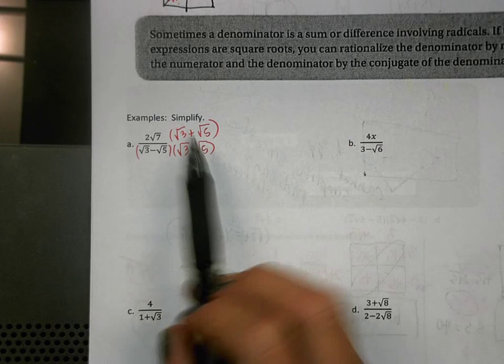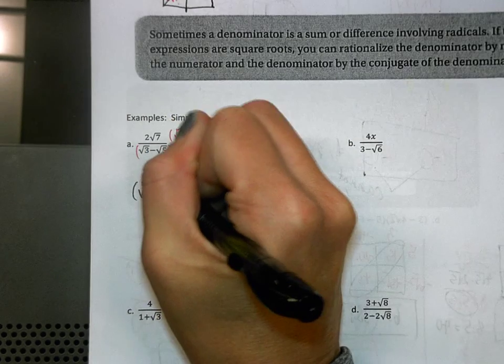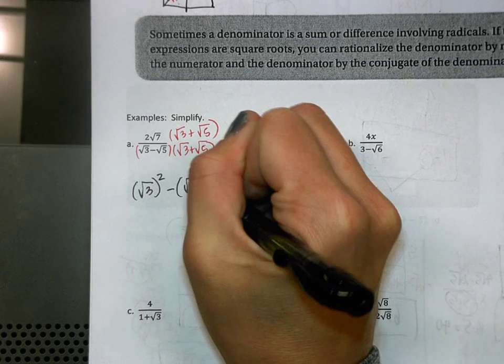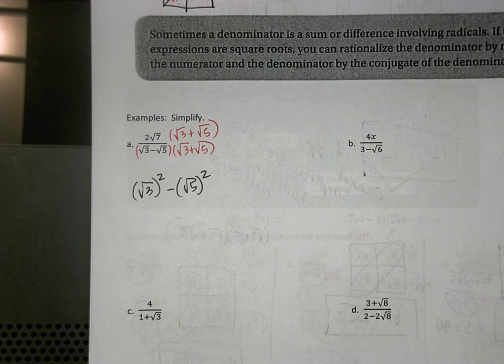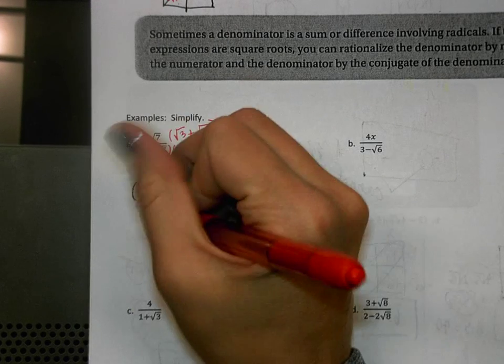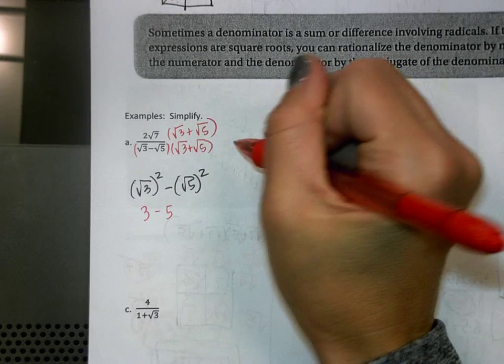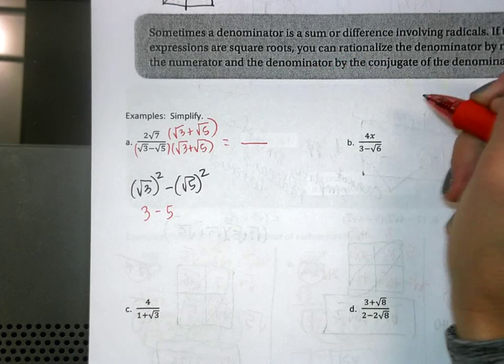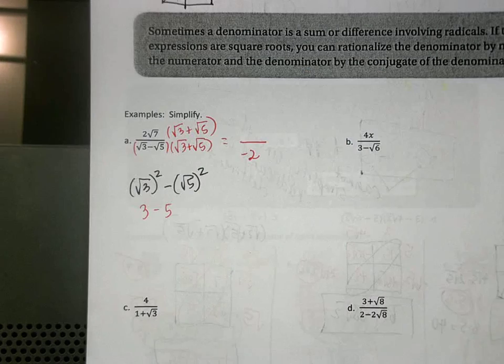So if you want to do a box, you can, but we know the shortcut way is really root 3 squared minus root 5 squared. And we actually just did that problem on part B above. But root 3 squared is 3 minus root 5 squared is 5. And so my denominator here is what? Negative 2.